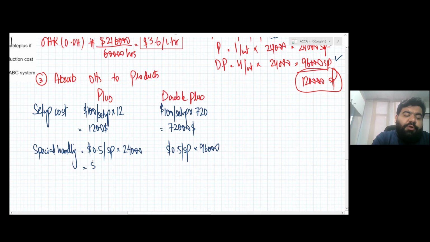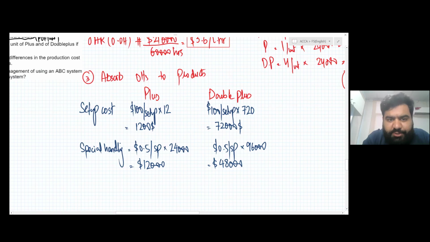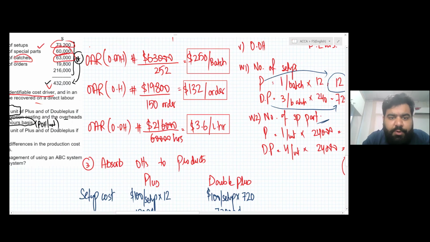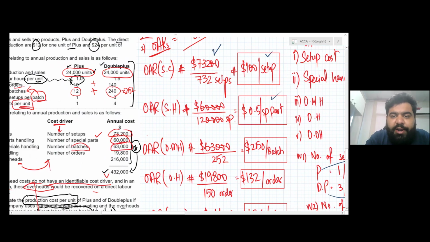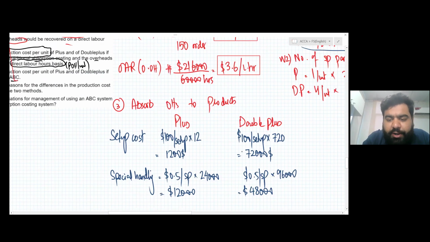So it will be $12,000 here and $48,000 here. And one thing I am going to disclose now. What was the total cost of setup? It was 73,200, right? If you add up both of them, 72,000 and 1,200, obviously it will be 73,200.